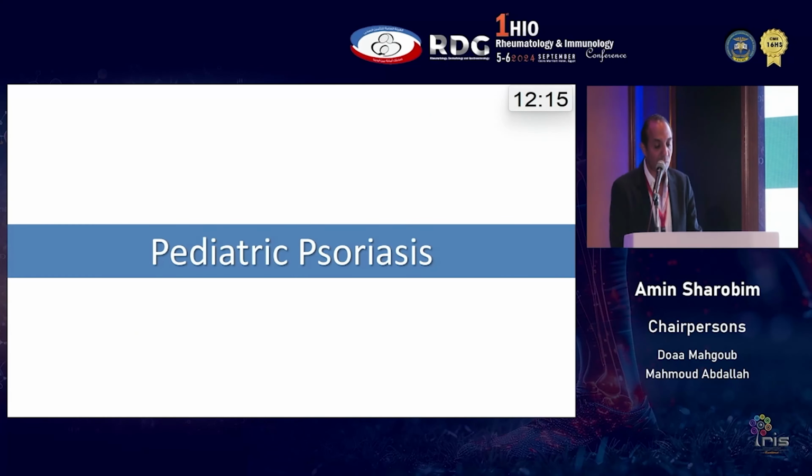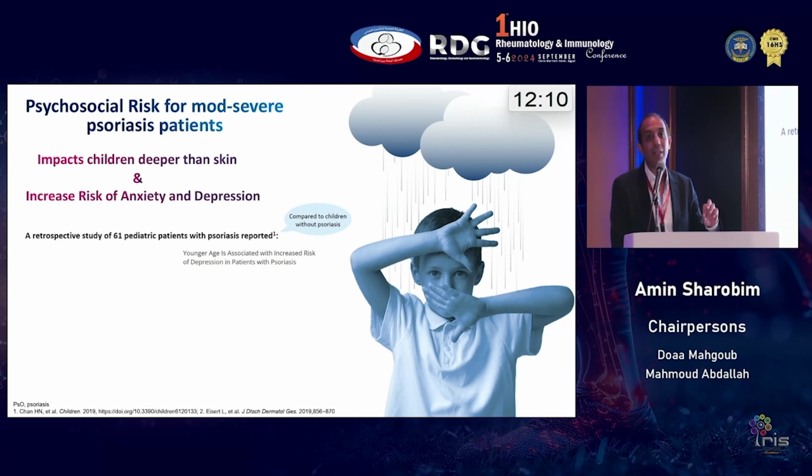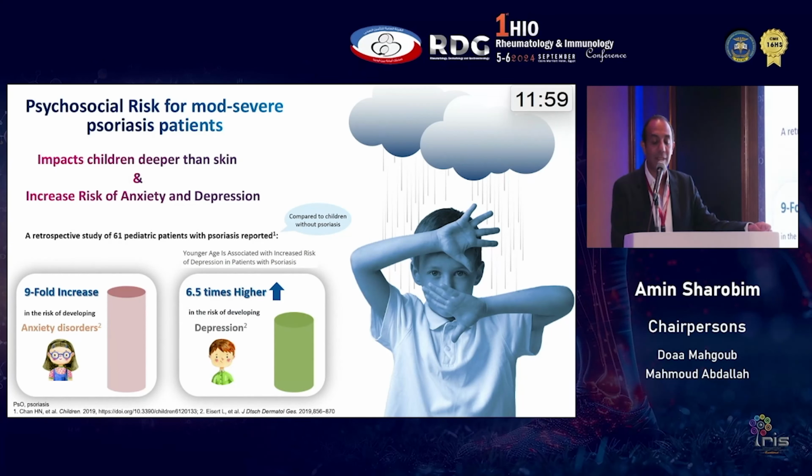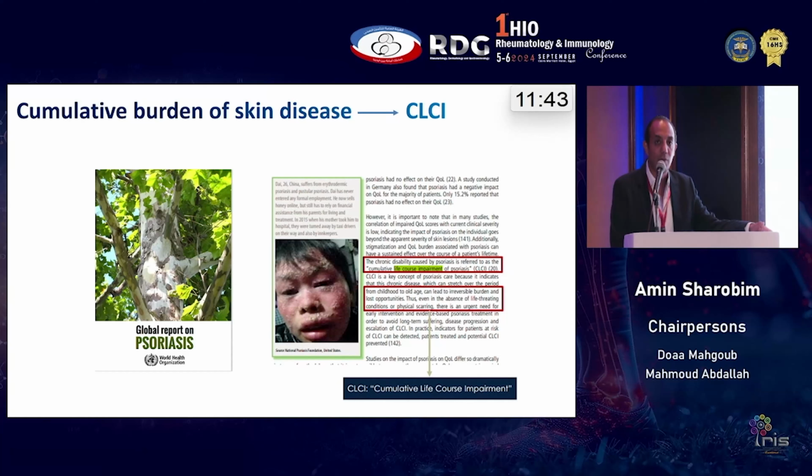Pediatric psoriasis, as Dr. Mahira was saying: in pediatric psoriasis the comorbidities are more increased than in adults, and that's always missed. The psychological risk is more profound in pediatric psoriasis, with a 9-fold increase in anxiety and a 6.5-fold increase in depression. And early detection of these comorbidities, especially in children, has a greater impact on the life course of the psoriatic patient, and that's what we call the cumulative life course impairment.